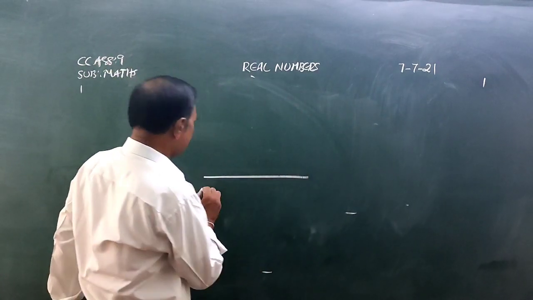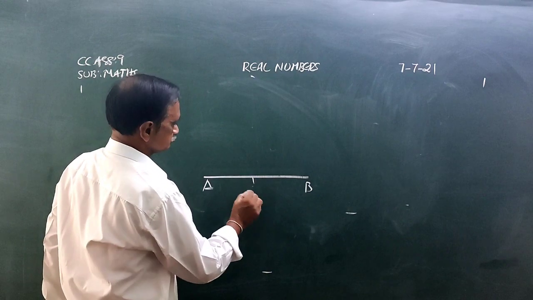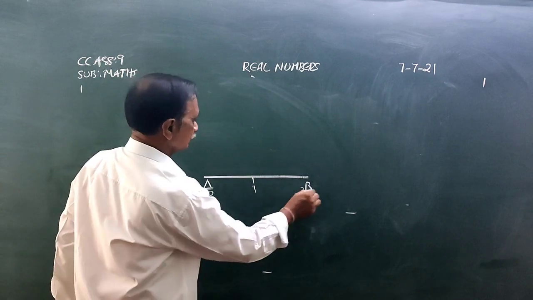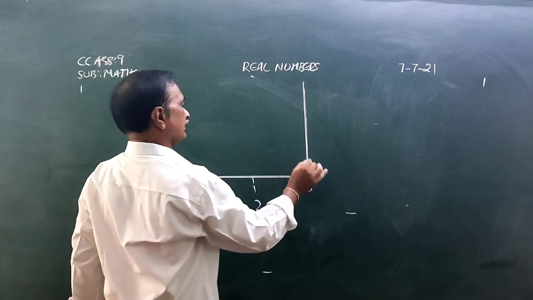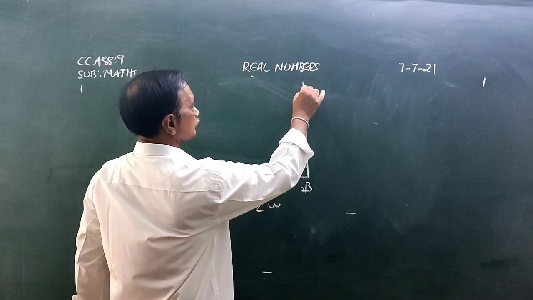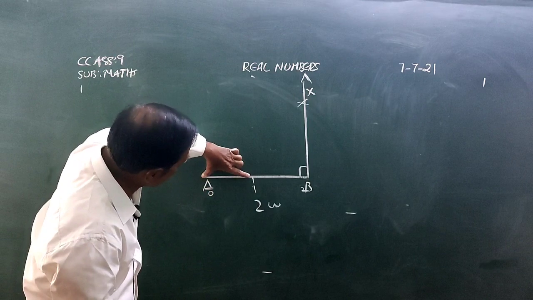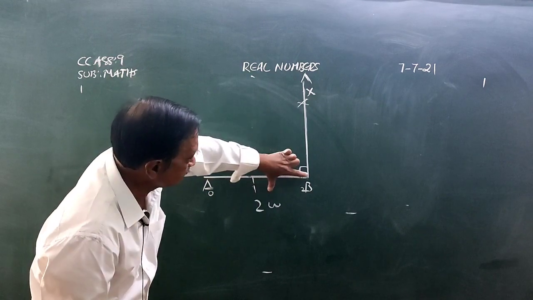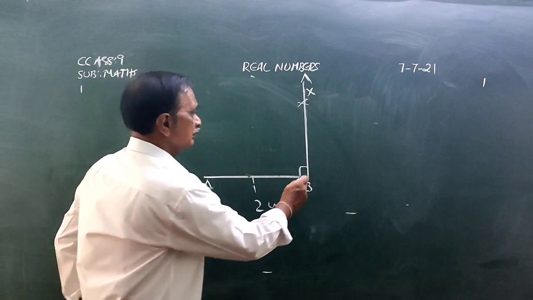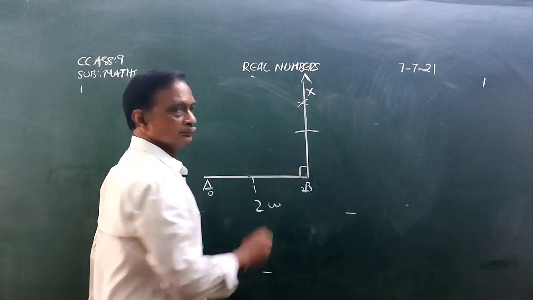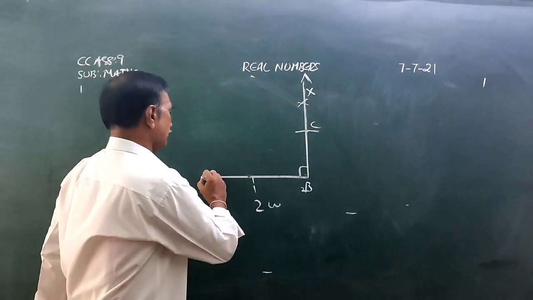Now let AB be 2 units. AB equal to 2 units. At B I constructed a 90 degrees angle. Now, taking B as center and taking 1 unit as radius, I draw an arc to cut this BX ray at C. Join the AC.